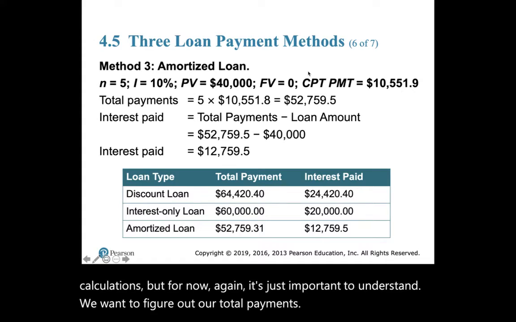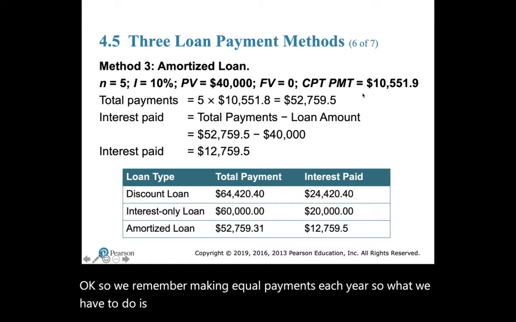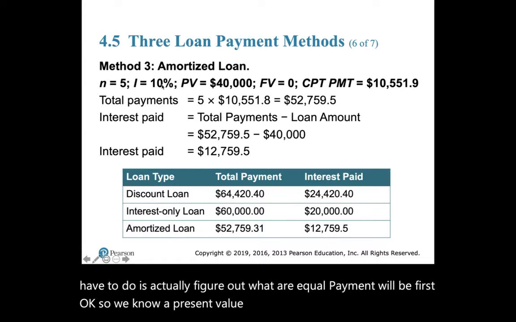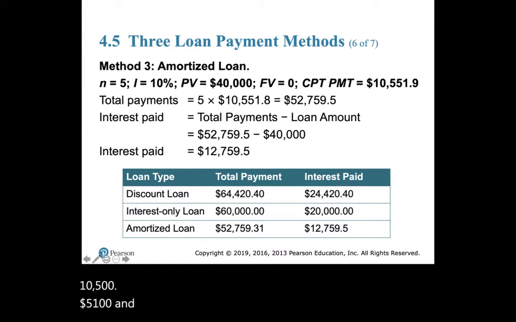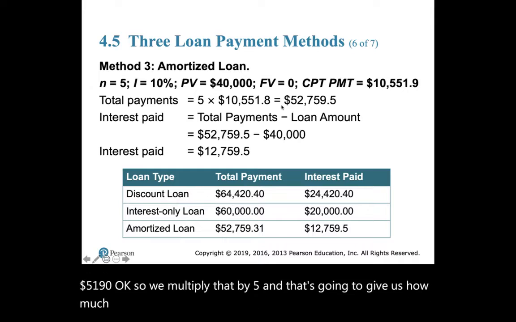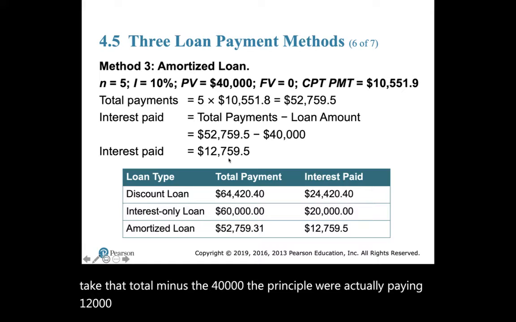We want to figure out our total payments. Okay, so remember we're making equal payments each year. So what we have to do is actually figure out what our equal payment will be first. Okay, so we know a present value, 40,000, 10% interest rate, 5 years. We're going to compute the equal payments. So that's the $10,551.90. Okay, so we multiply that by 5, and that's going to give us how much we're paying in total. And really, when you think about it, if you take that total minus the 40,000, the principal, we're actually only paying just over $12,759 in actual interest.